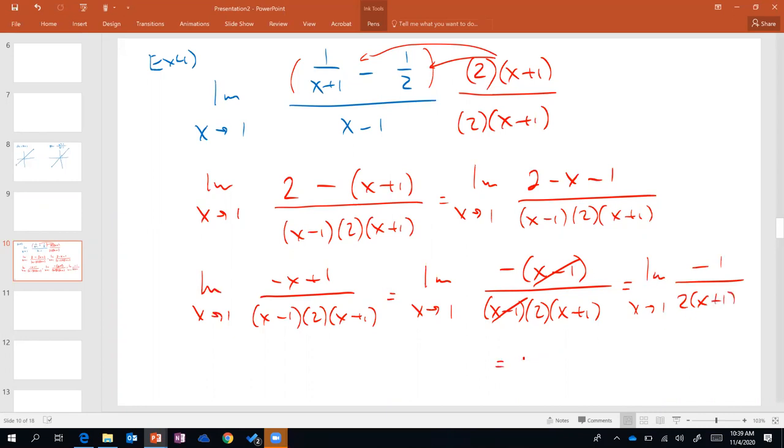I think I'm ready to plug it in. Is that right? I think I'm ready. I got rid of my little x minus 1. Again, is it very specific again? Yes, it is. -1/4. I think so. Everybody okay with -1/4? 2 plugged into there gets me a -1 on top, and 1 plus 1 is 2, 2 times 2 is 4. So -1/4 is what I got.